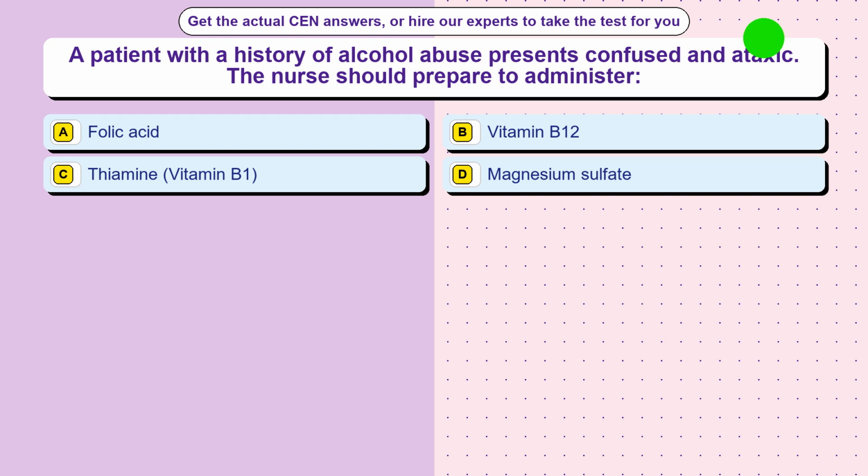Question 9. A patient with a history of alcohol abuse presents confused and ataxic. The nurse should prepare to administer: Option A, folic acid. Option B, vitamin B12. Option C, thiamine, vitamin B1. Option D, magnesium sulfate.